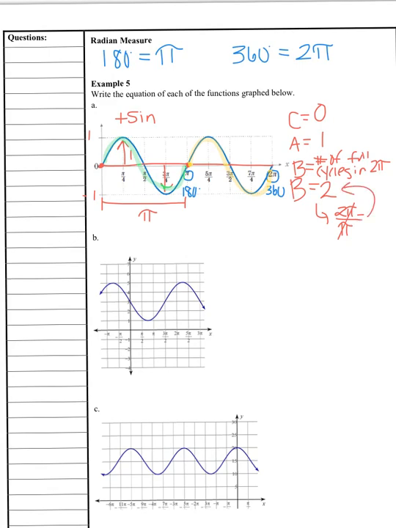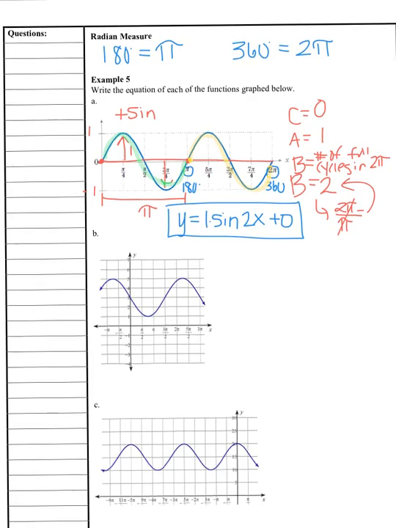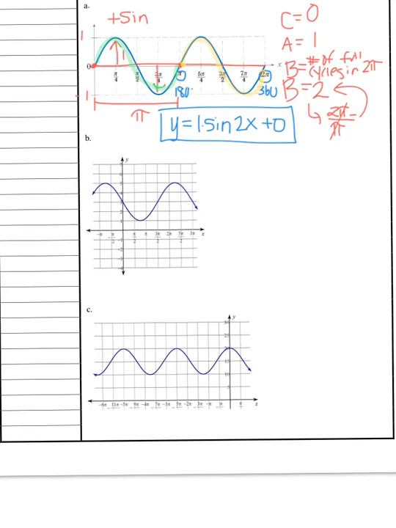Okay, so now we're going to go ahead and write our equation. It's a positive sine curve, so y equals amplitude of 1. You don't really have to write the 1 in there, but I'm just going to do it for the sake of it being new. So 1 times sine bx, so 2x, plus our shift line, 0. Okay, again, you don't need to write that 0 in there, but I just did for the sake of plugging it in. Okay, example B, go ahead and set up what you need.